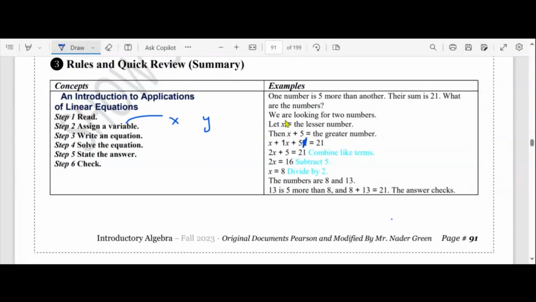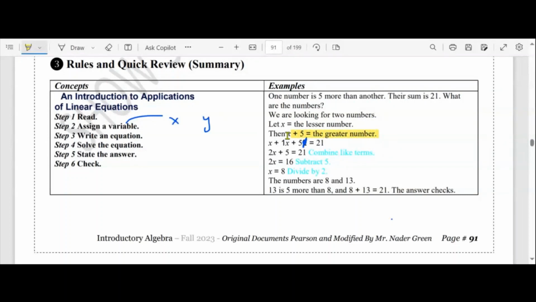What will be the variable in this case? I will say X. So the small number will be X. He said one number is 5 more than the other. So the big one is 5 more than the other, meaning X plus 5. The small number plus 5 makes you the big number. Is this clear?